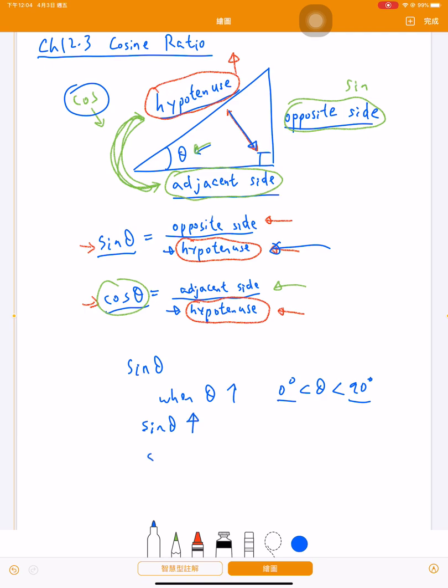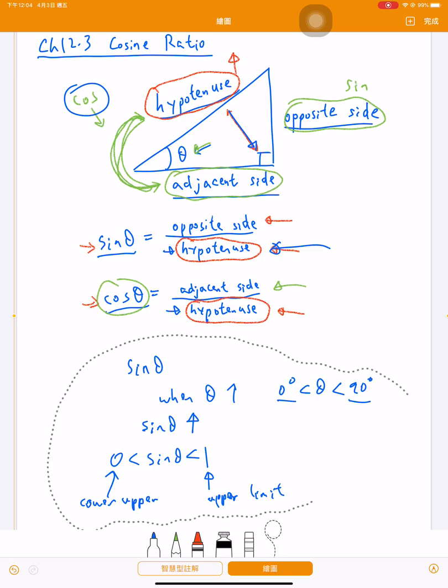And we know that the range of sine theta is from 0 to 1. That means the maximum is 1, or we may say the upper limit is 1. Remember this term in your chapter 4, right? And this one is the lower limit of sine theta, or the sine ratio. So in this session, I'm going to talk about cosine theta.